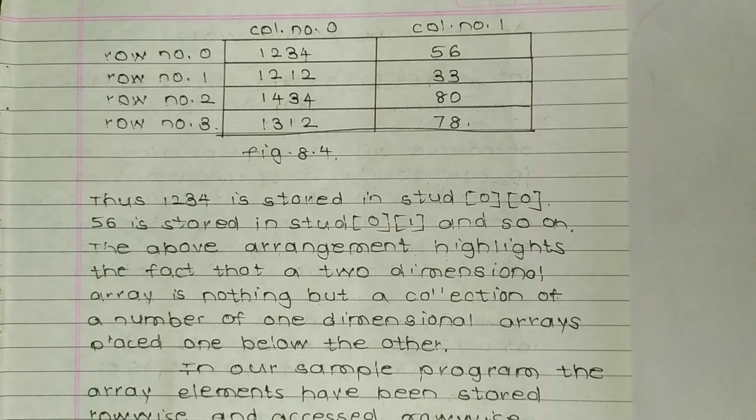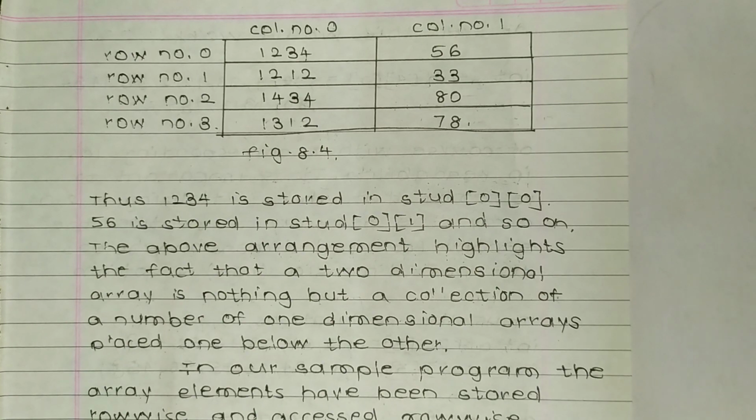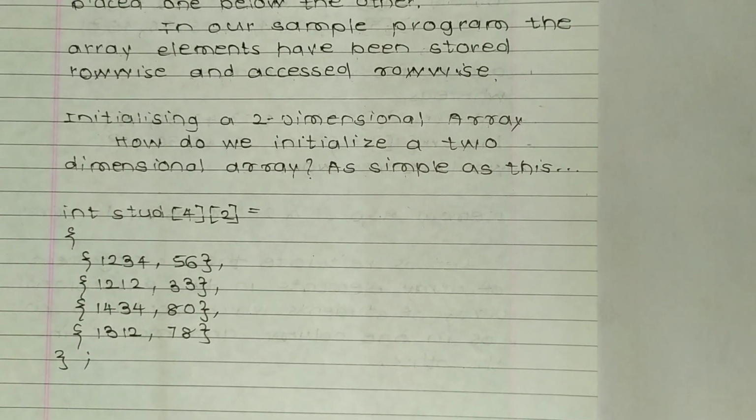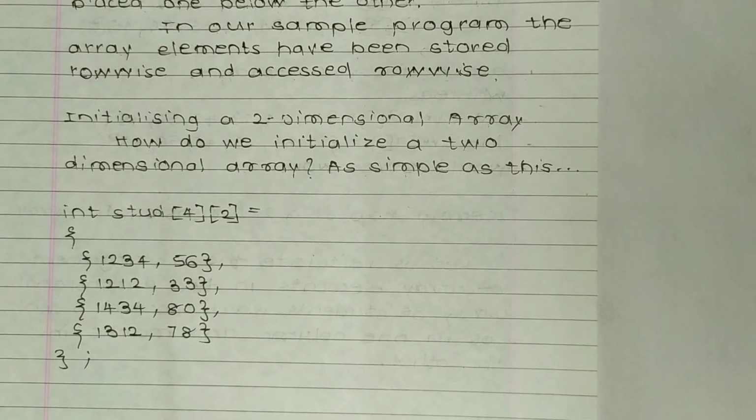Thus 1234 is stored in stud[0][0], 56 is stored in stud[0][1], and so on. The above arrangement highlights the fact that a two-dimensional array is nothing but a collection of a number of one-dimensional arrays placed one below another. In our sample program, the array elements have been stored row-wise and accessed row-wise.